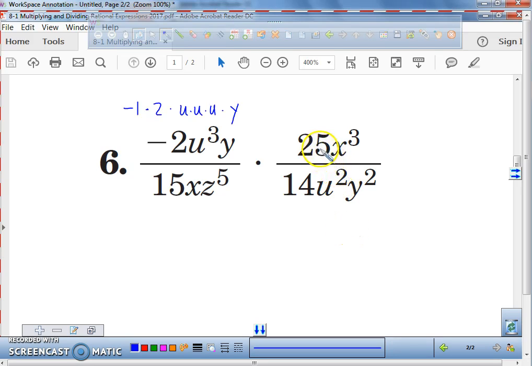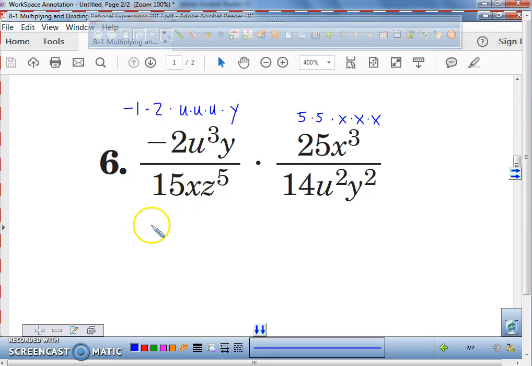And we're going to break down the 25. What are the prime factors of the 25? Good. 5 times 5 times an x, another x, and another x. And we'll try to break that one down. Okay. Go ahead.